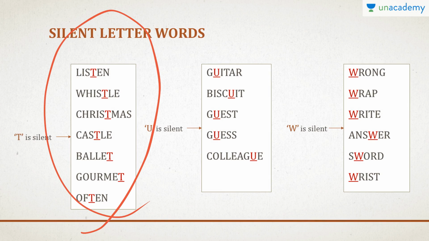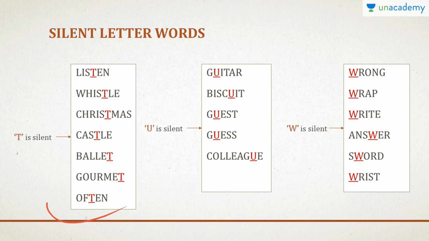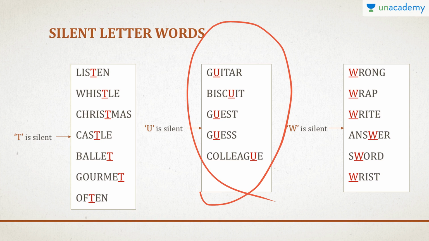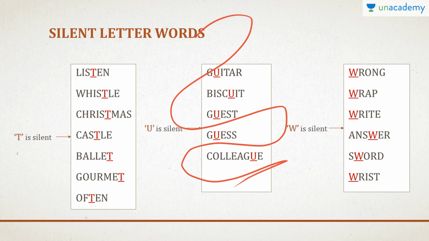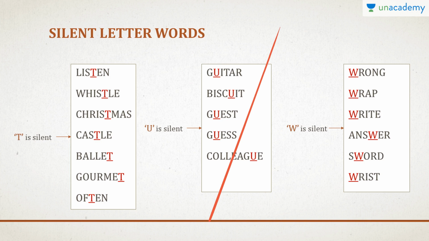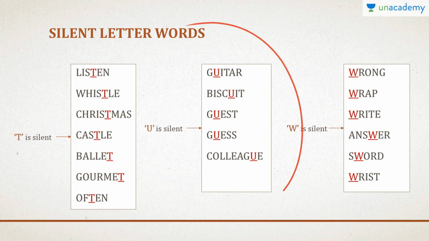Now, often can be said with a silent T. I've heard many of them say it with the T. But you can say it any way you like. Often without the T sounds better, I believe. Here, U is silent. Guitar, biscuit. Guest, guess, and colleague. Everywhere, make sure you put the U, and when you say it out loud, make sure you don't pronounce it. It's guitar, biscuit, and make sure you practice by saying it out loud with me, with this video.